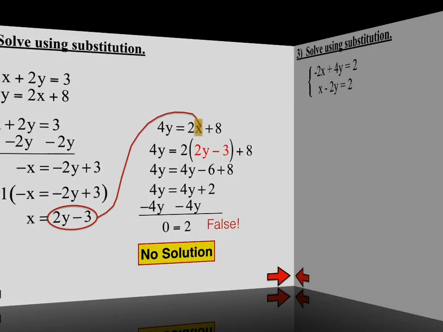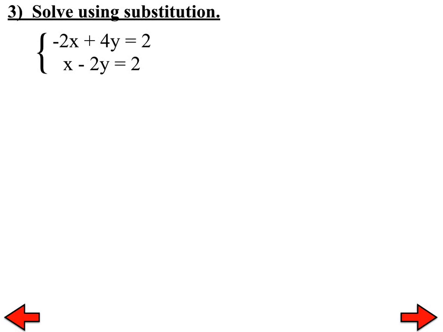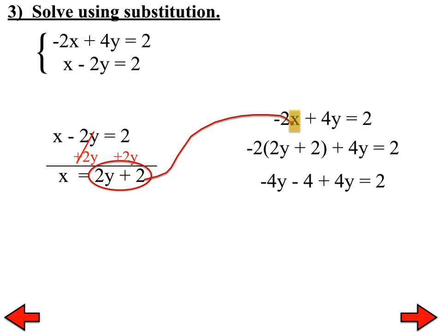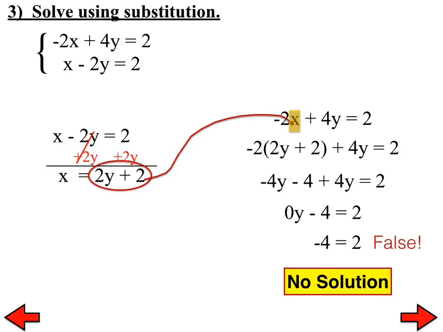All right, let's go to number 3. Solve this one using substitution. All right, so I am going to take the first equation and solve it for x, because for me that looks like that's the easiest thing to do. When I walked around, that is what most of you ended up doing. So I'm going to substitute 2y plus 2 into the other equation for x, and then solve. Both variables are eliminated, and we end up with a false statement, therefore no solution. If I were to ask you to prove this, you would have to prove it graphically.